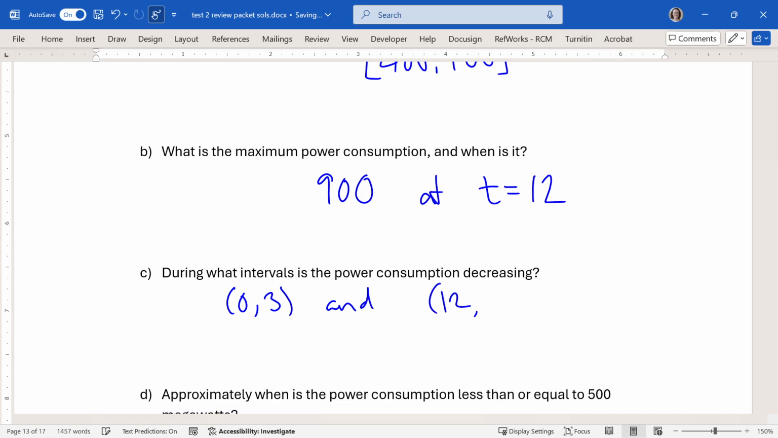Twelve to 24. And again, this is interval notation. If you like, you could also answer like this. That would also be fine. Oops.